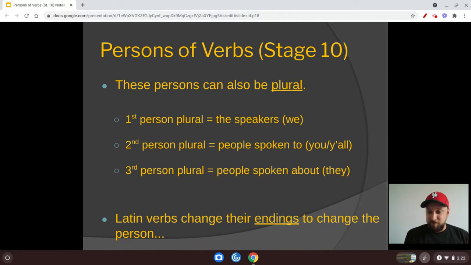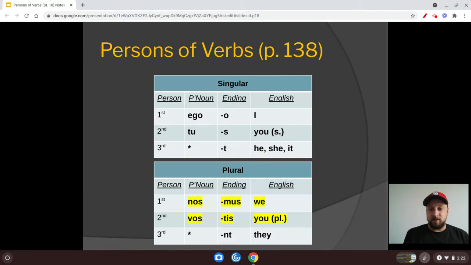So as with most things in Latin grammar, Latin verbs change their endings to change the person. And really all that's new here on our verb endings charts are the ones that are highlighted down the bottom. We learned all about ego and tu and o, s, and t in stage 4. We learned that nt as an ending means they in stage 5. But what's new this stage, number 1, is that the word nos in Latin means we, vos in Latin means you plural, more than one of you, y'all, whatever you want to use for that. But the endings that Latin uses to mean we and you, just like o means I and s means you singular, are mus and tis.